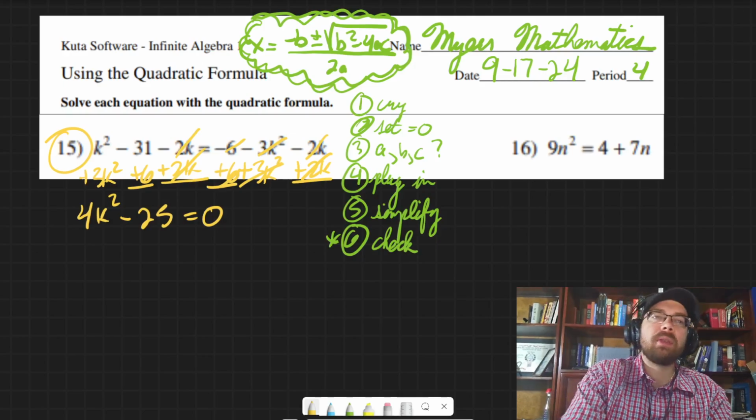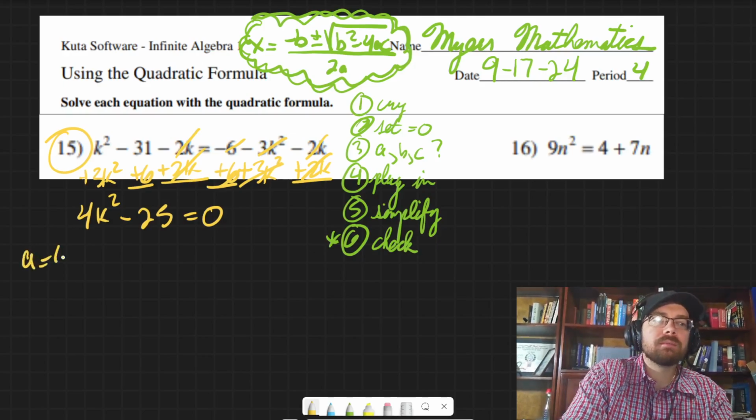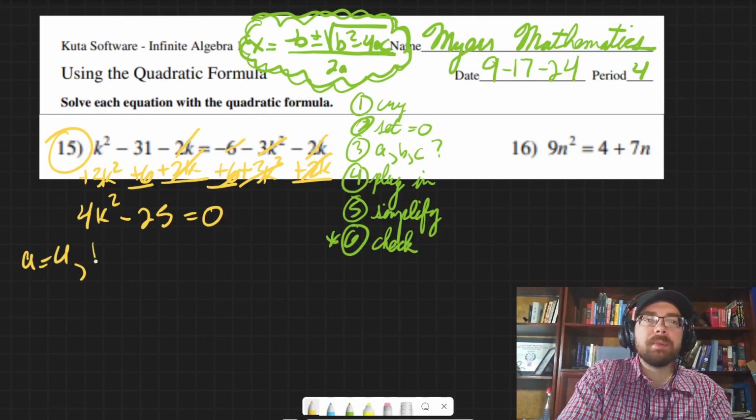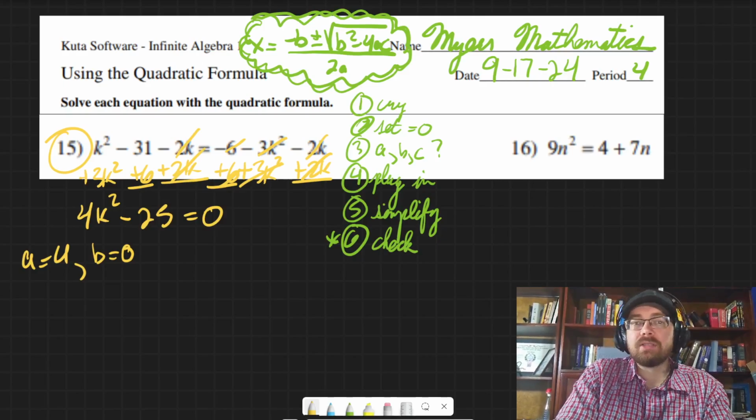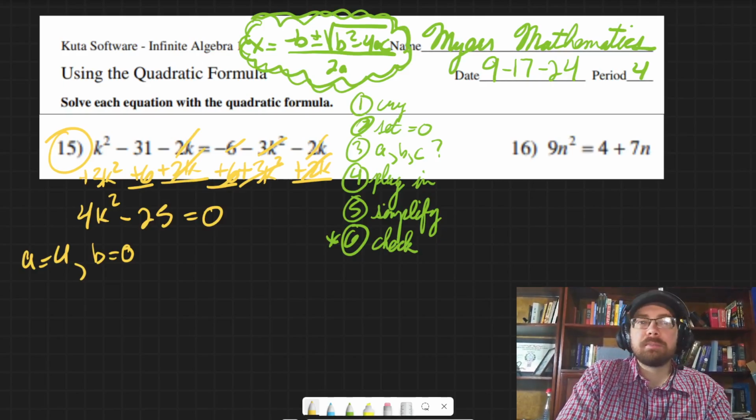So what do we do with that? Well, a is 4. What's b then? Well, b would have to be 0. There's no k. It canceled. There's plus 0k. So b is 0. And then c is negative 25.